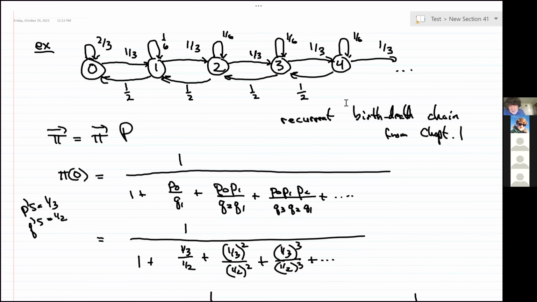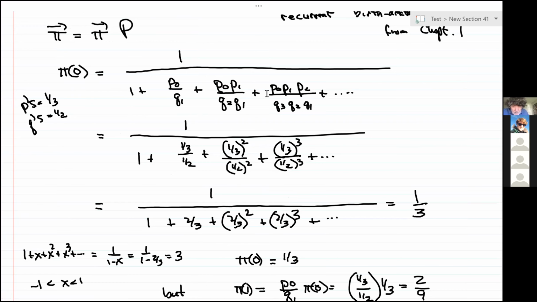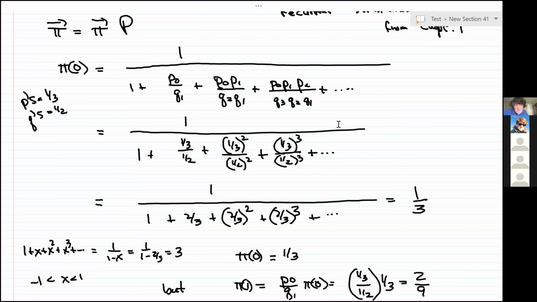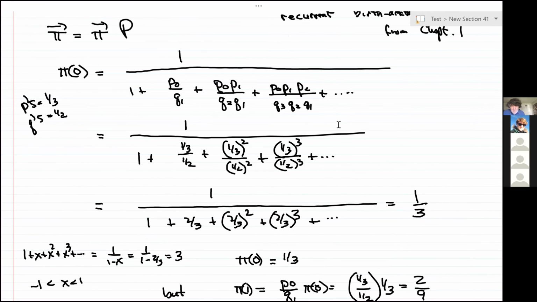So in that case, the analysis would be there is no stationary distribution because the sum of the series in the denominator is actually infinite. Questions?